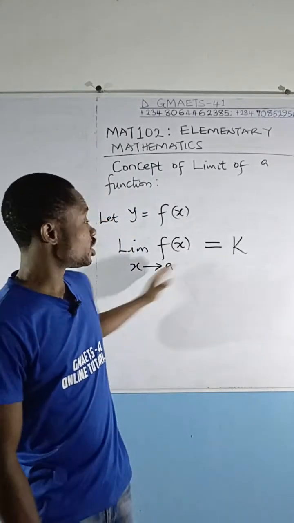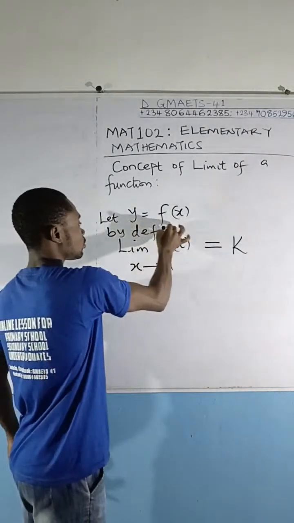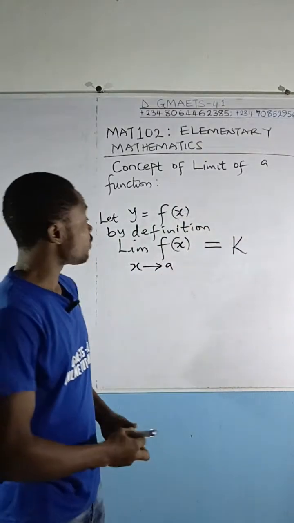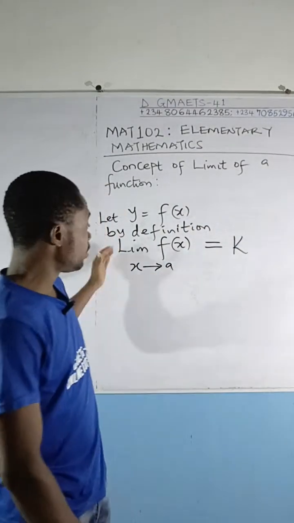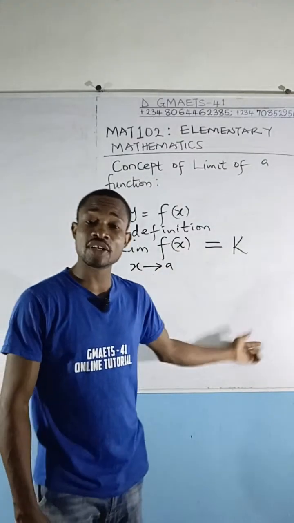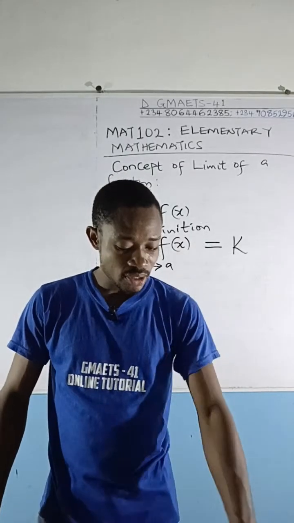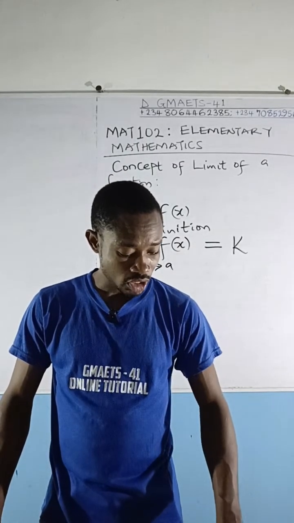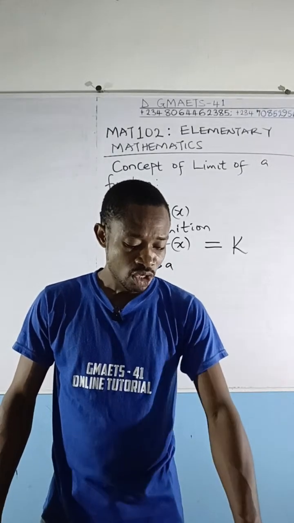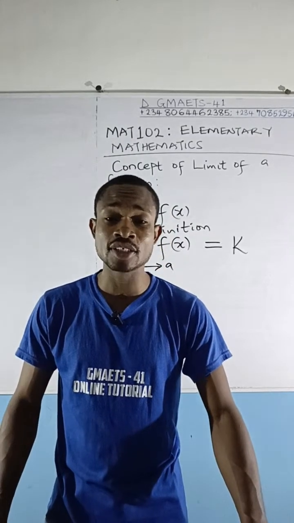So this is the definition of limit of a function. By definition, let y equal f of x. By definition, the limit of that function as the independent variable tends to a given value is equal to k. All right, having defined this concept of limit of a function, I want to tell you that it's important for you to know about the properties of 0 and infinity.